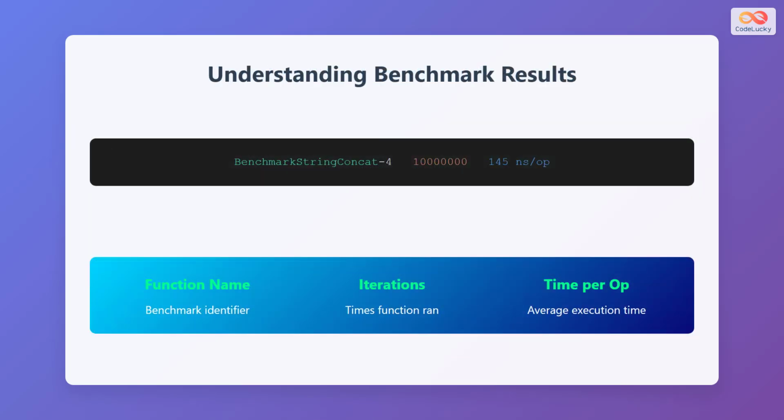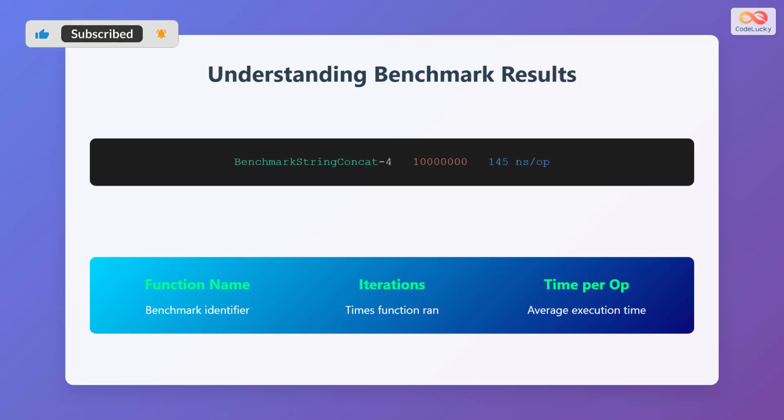Let's understand the output of a benchmark test. An example output is BenchmarkStringConcat-4, 1,000,000 iterations, 145 nanoseconds per operation. Here, the function name is the benchmark identifier. Iterations indicates the number of times the function ran. Time per operation indicates the average execution time.